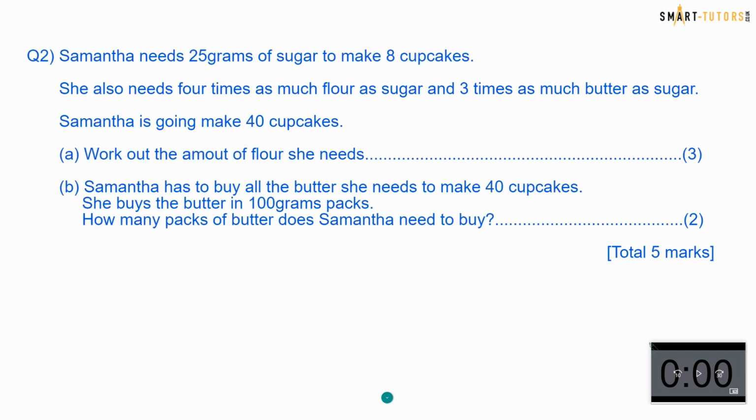Question number 2. Samantha needs 25 grams of sugar to make 8 cupcakes. She also needs 4 times as much flour as sugar and 3 times as much butter as sugar. Samantha is going to make 40 cupcakes. Work out the amount of flour she needs. Samantha has to buy all the butter she needs to make 40 cupcakes. She buys the butter in 100 gram packs. How many packs of butter does Samantha need to buy? That's altogether a 5 marks question, this one.